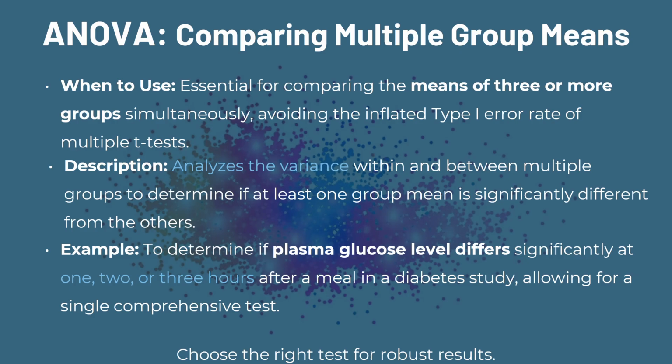For example, to determine if plasma glucose level differs significantly at 1, 2, or 3 hours after a meal in a diabetes study, allowing for a single comprehensive test, we will use the ANOVA test.